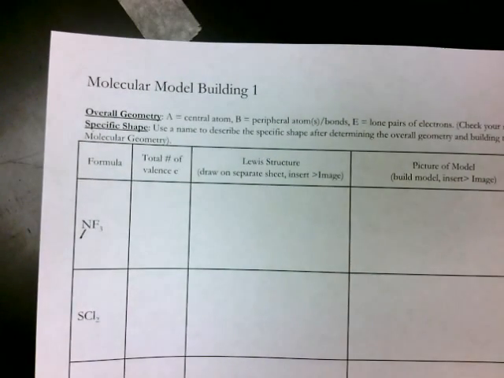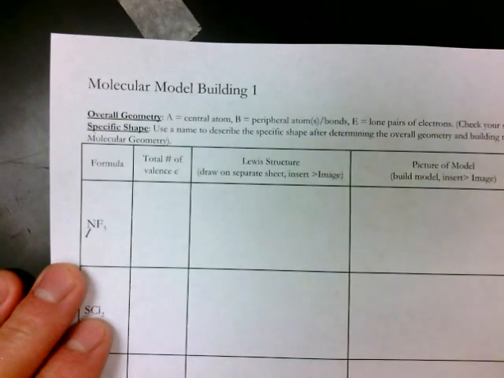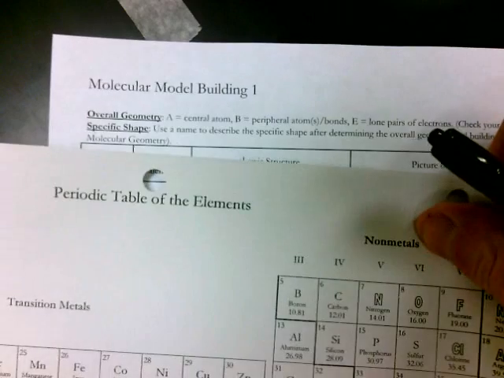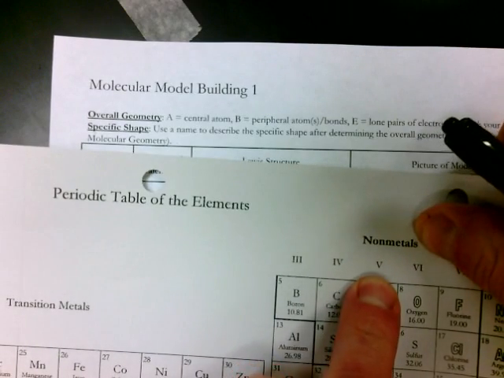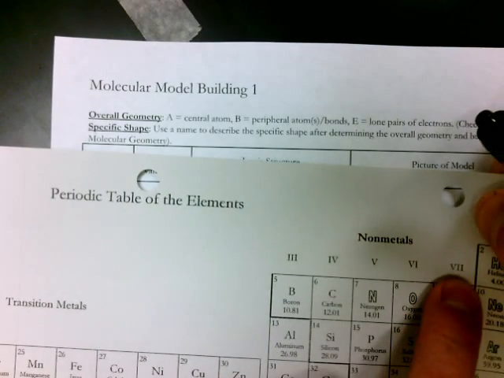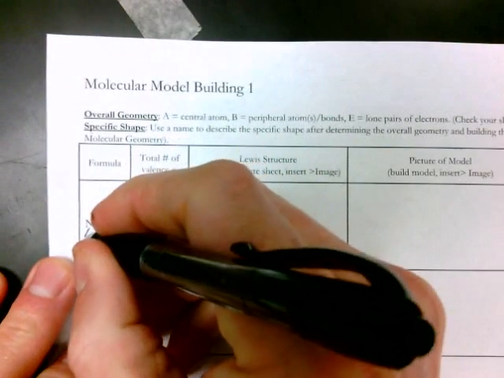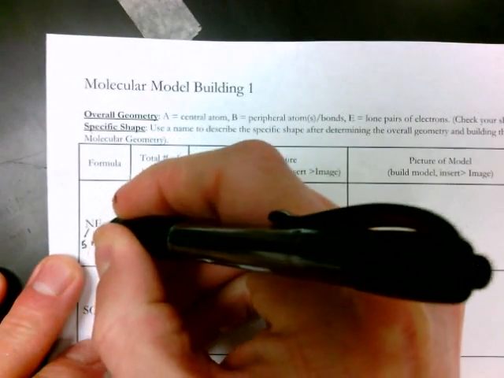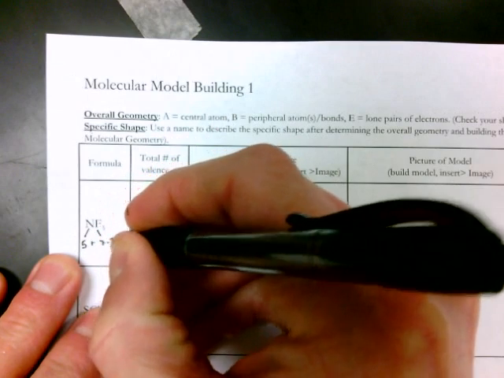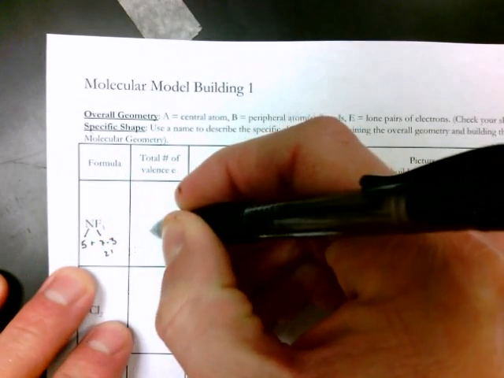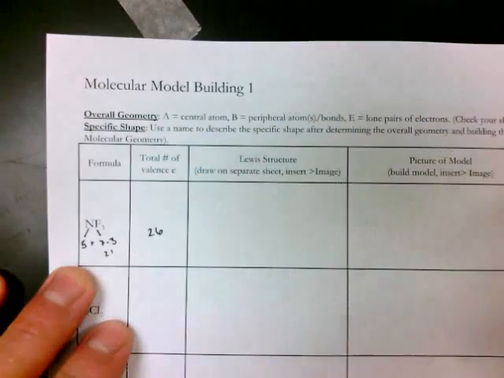We count the valence electrons by finding the atom on the periodic table and the group number that that atom happens to exist in. So nitrogen's in group V, which is 5, and fluorine's in group VII, which is 7. There's one copy of nitrogen, so that's 5 electrons, plus 7 times 3, which is 21, and 5 plus 21 is 26.